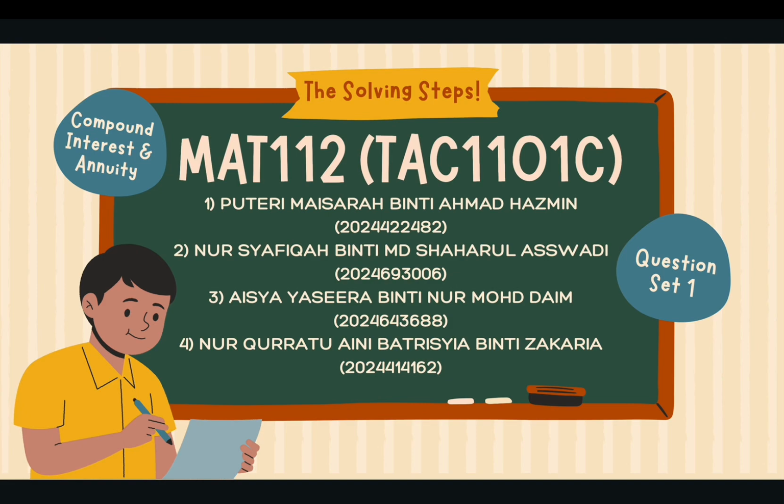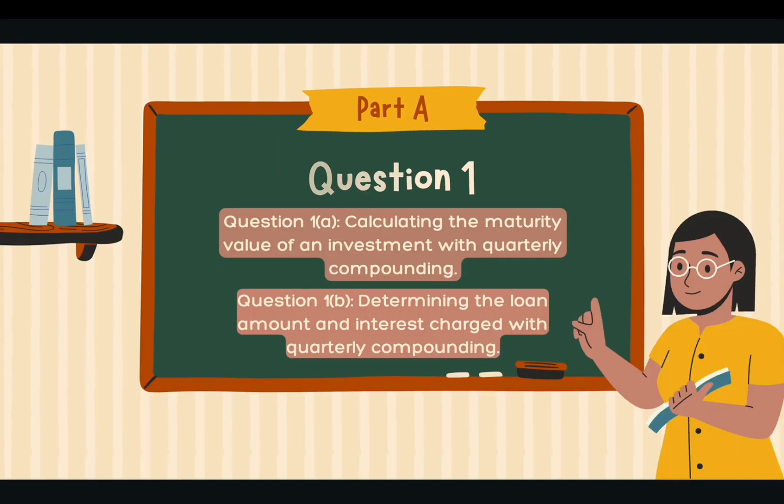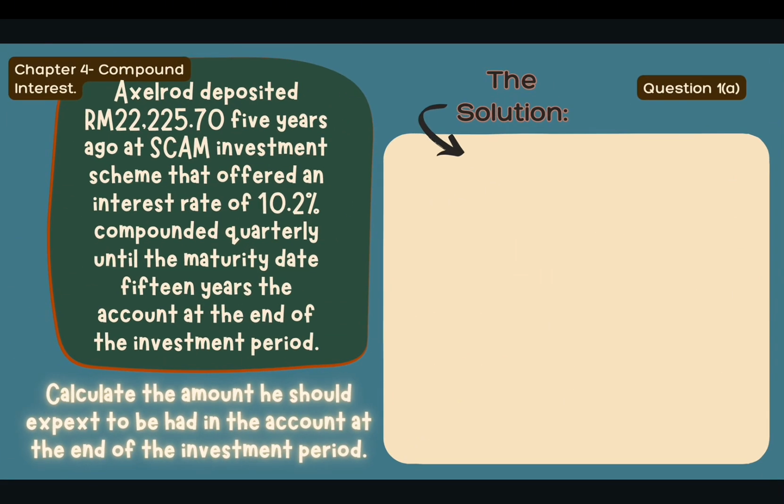Let's dig into it. Question 1A, let's read. Axelrod deposited 22,225 ringgit 70 cents 5 years ago at Scam Investment Scheme that offered an interest rate of 10.2% compounded quarterly until the maturity date of 15 years. Calculate the amount he should expect to have in the account at the end of the investment period.